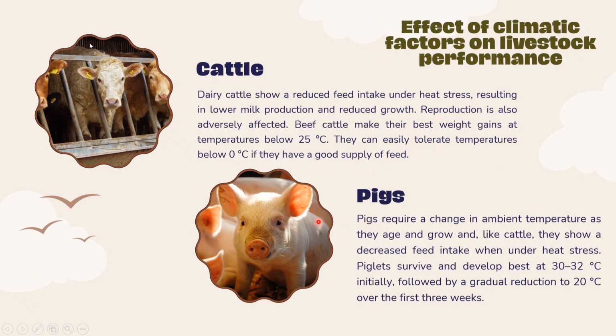Pigs require a change in ambient temperature as they age and grow, and, like cattle, they show a decreased feed intake when under heat stress. Piglets survive and develop best at 30–32 degrees Celsius initially, followed by a gradual reduction to 20 degrees Celsius over the first 3 weeks.